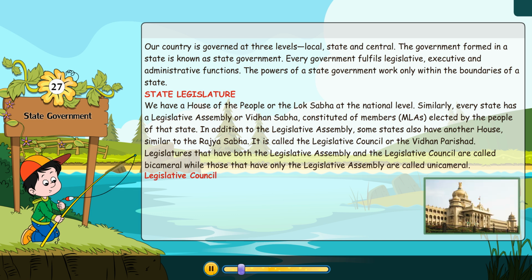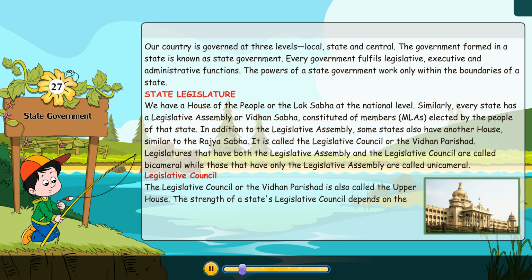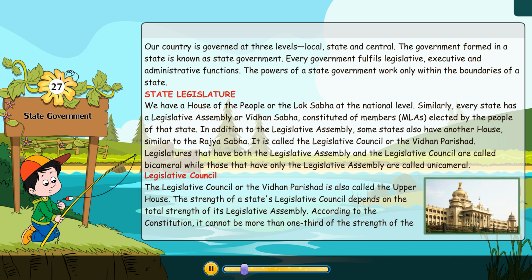Legislative Council. The Legislative Council, or the Vidhan Parishad, is also called the upper house. The strength of a state's Legislative Council depends on the total strength of its Legislative Assembly. According to the Constitution, it cannot be more than 1/3 of the strength of the Legislative Assembly and not less than 40.